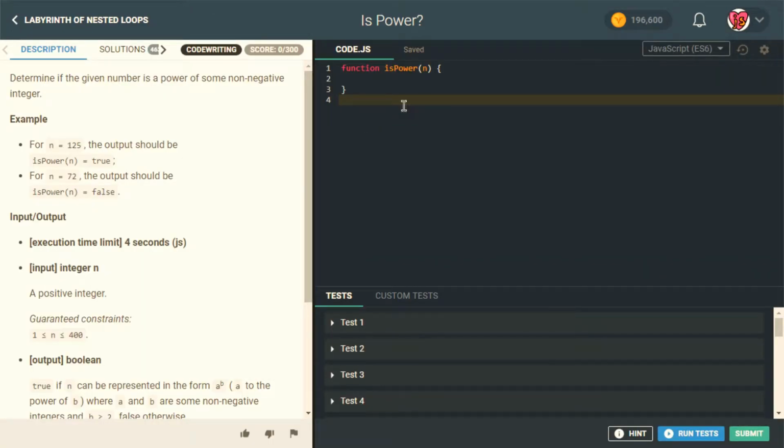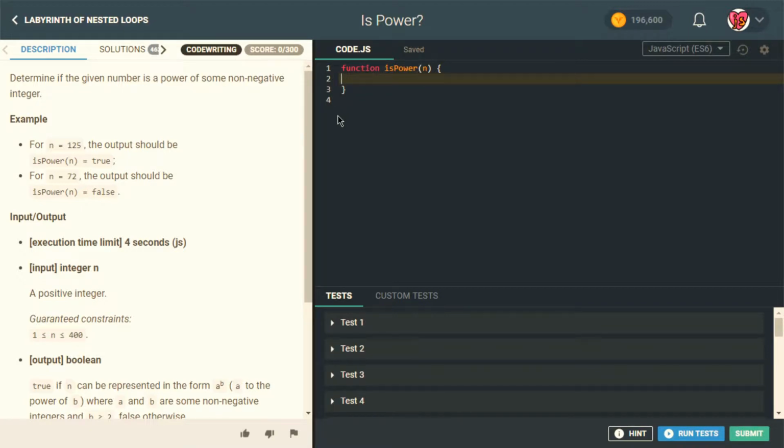Let's start with 43, isPower. Okay, so we want to determine if the given number is a power of some non-negative integer. All right, so non-negative integer, what do we mean by that? Basically a whole number, one that's not negative. So something like 0, 1, 2, 3, whole numbers, okay.